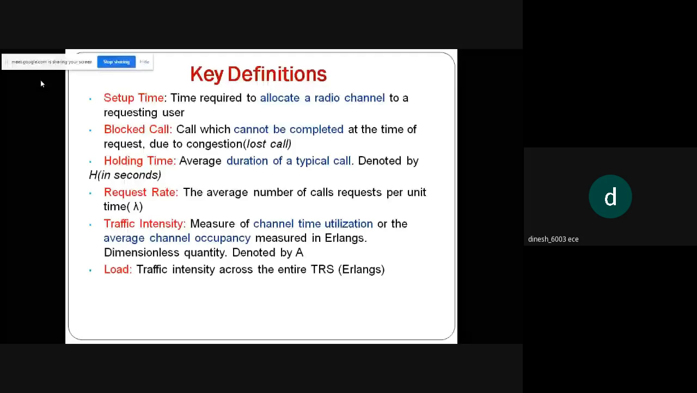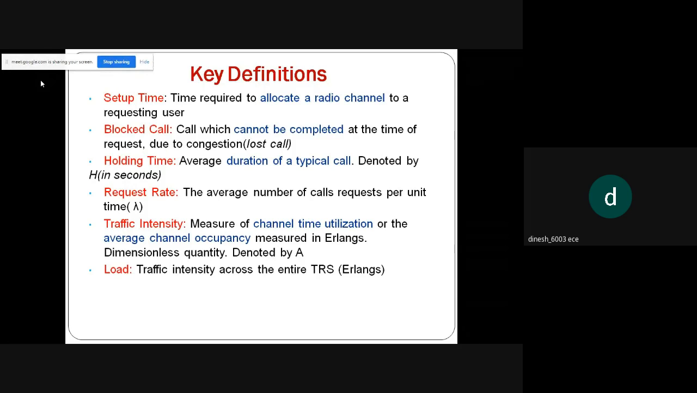Next is the request rate. The average number of call requests per unit time, which is lambda. Number of calls made per unit time. For example, in 60 minutes, you are making some 30 calls. So 30 by 60 is your request rate.